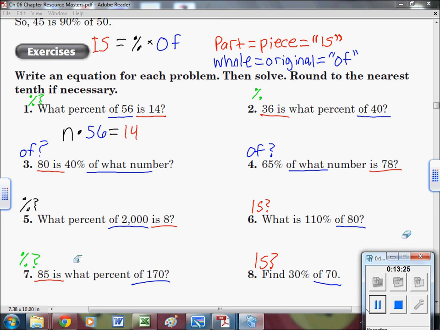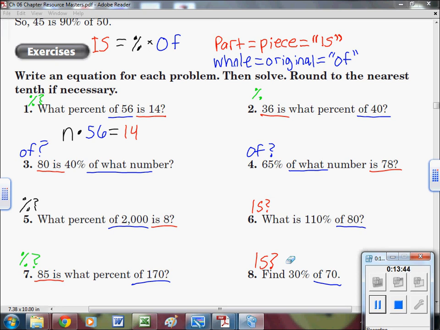Alright, so what I'm going to do is talk you through one of each type. I'll do one of the looking for the percent questions, one of the looking for the of questions, and then one of the looking for the is questions. That way you see a version of each of them. So number 1, let's start with number 1.